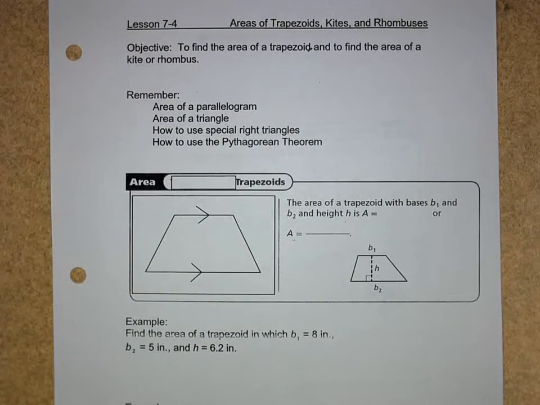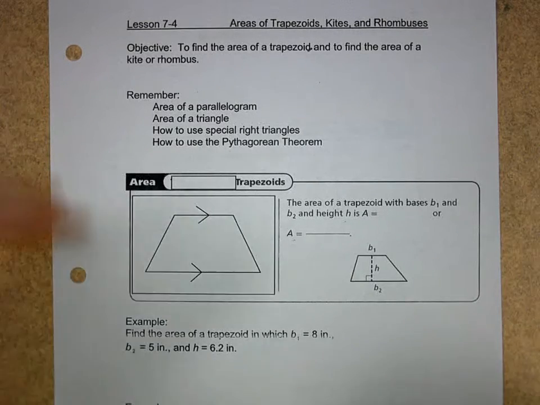Just trying to get the lesson for areas of trapezoids, kites, and rhombuses online for you here. We did a pretty good job in class the other day, considering it was crazy with the pep rally and everything, but I want you to understand where these come from and that you have to know these formulas, and hopefully we're starting to see where 30, 60, 90 triangles and all those come in.